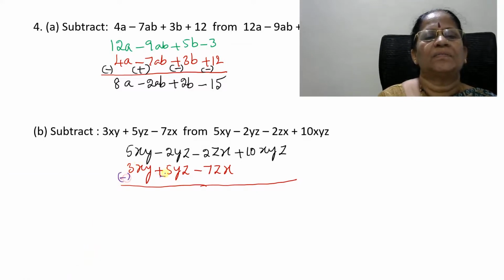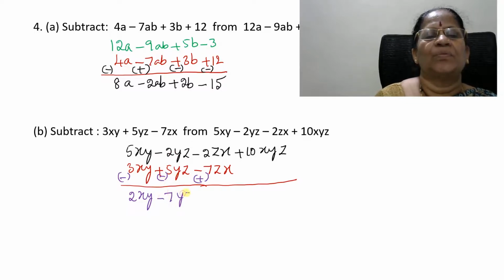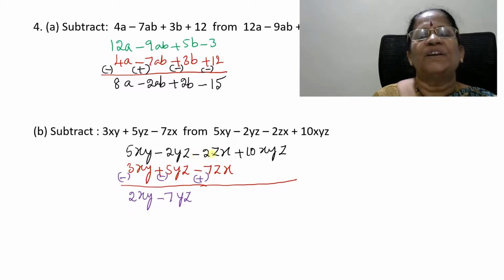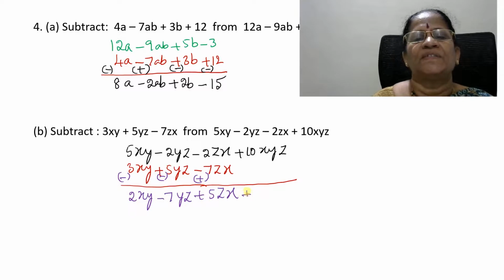Minus, minus, plus. Now plus 5xy minus 3xy is 2. Difference of 5 and 3 is 2. It is 2xy. Minus 2yz minus 5yz is minus 7yz. Minus 2zx plus 7zx is plus 5zx. Difference of 7 and 2 is 5. Greater number is 7, which has plus sign. Plus 10xyz.